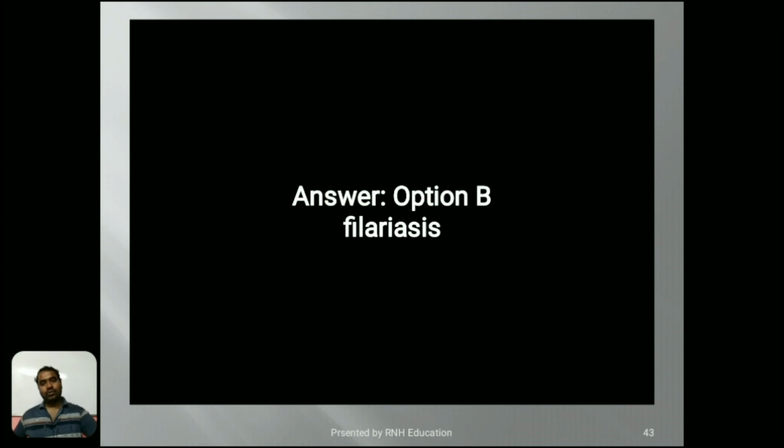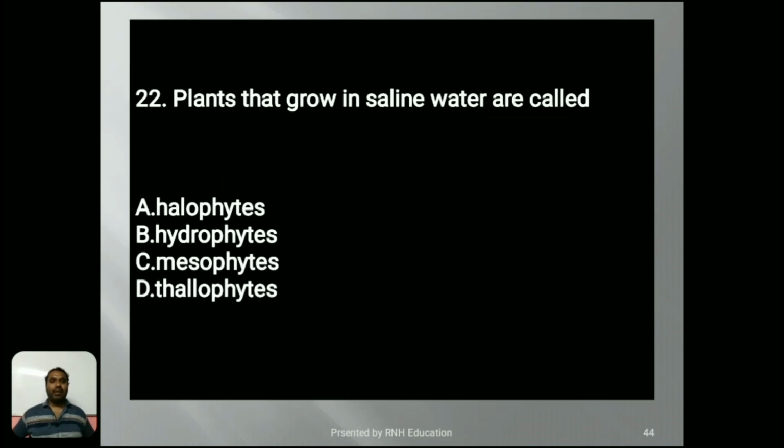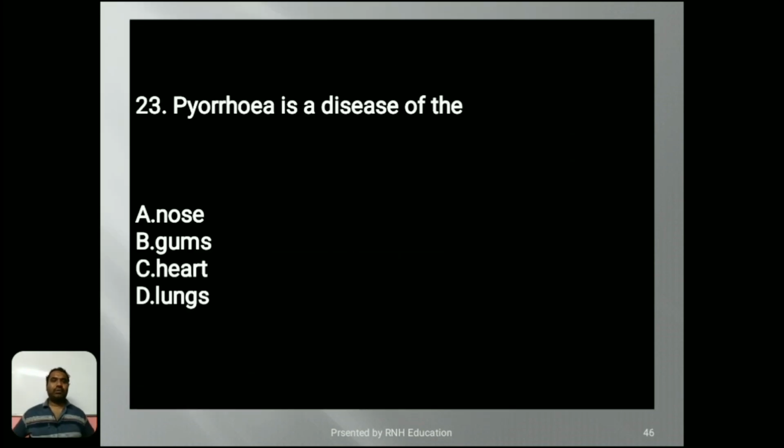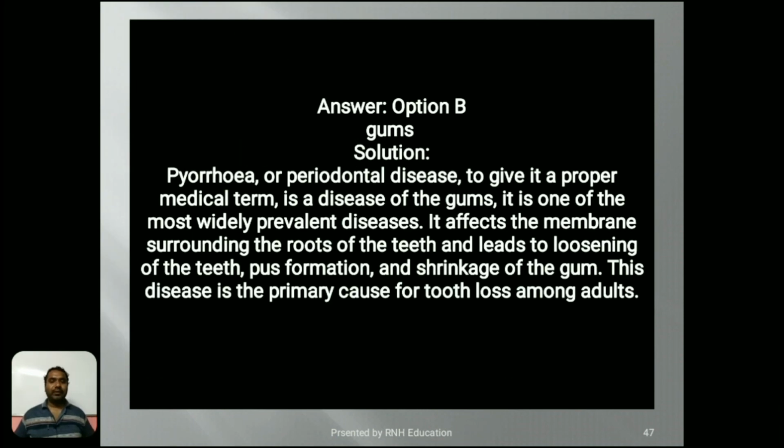And the next question, that is question number 22. Plants that grow in saline water are called, options are A, halophytes, B, hydrophytes, C, mesophytes, and D, thallophytes. Now see the answer. The answer is option A, that is halophytes. Now the next question, that is number 23. Pyorrhea is a disease of the, options are A, nose, option B, gums, option C, heart, option D, lungs. And the answer is option B, that is gums.